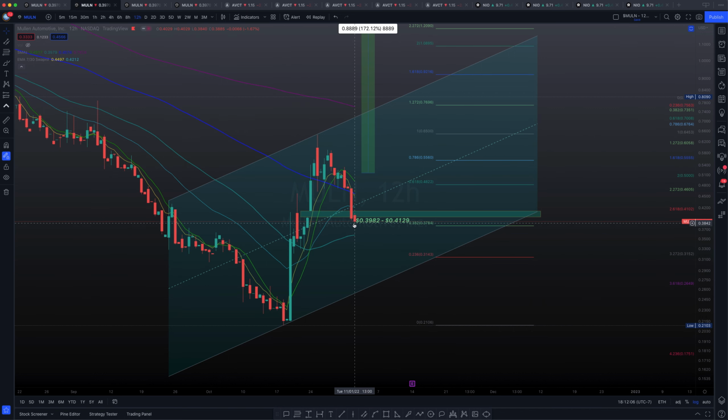So we do have to watch out for a potential drop to testing this candle and this candle and this candle here, right about down here, at about the 27 cent range. We do have to watch out for that, guys.